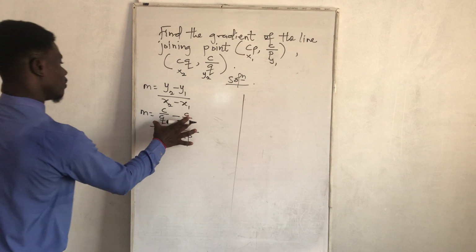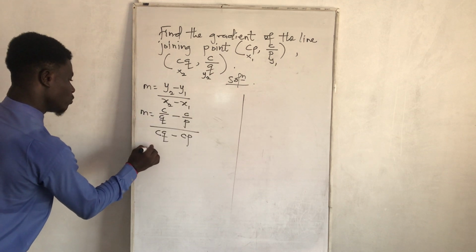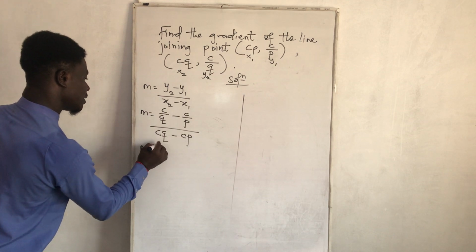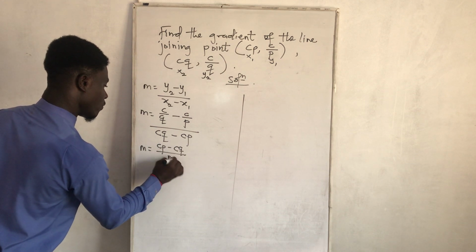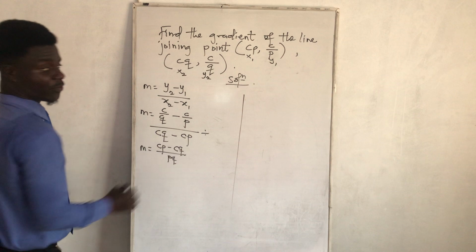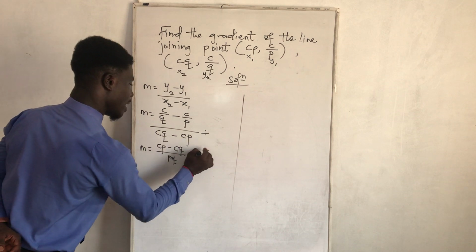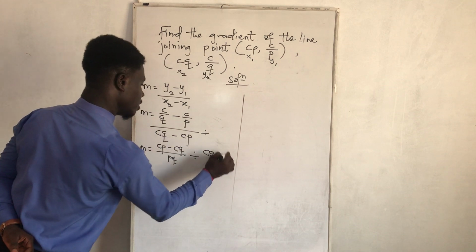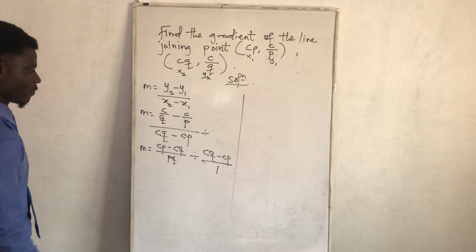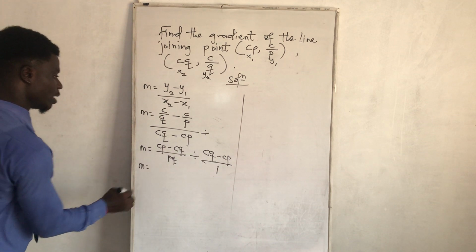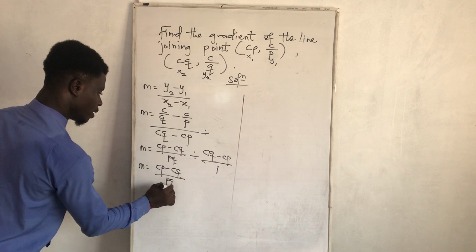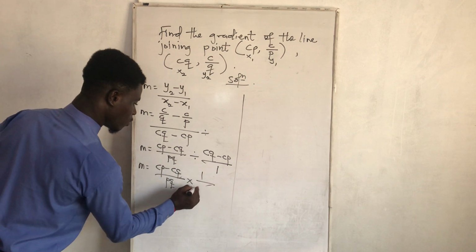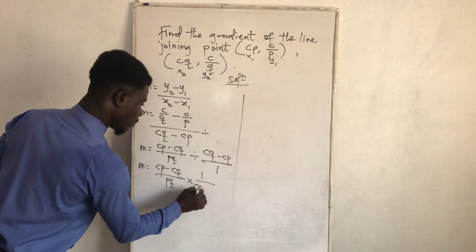Right. So now the numerator we had m should be equal to CP minus CQ, all on PQ. Then we said that this one is the division sign, so divided by CQ minus CP, all on 1. Right. So we said that m must be equal to CP minus CQ, all on PQ. Then times 1 on CQ minus CP.